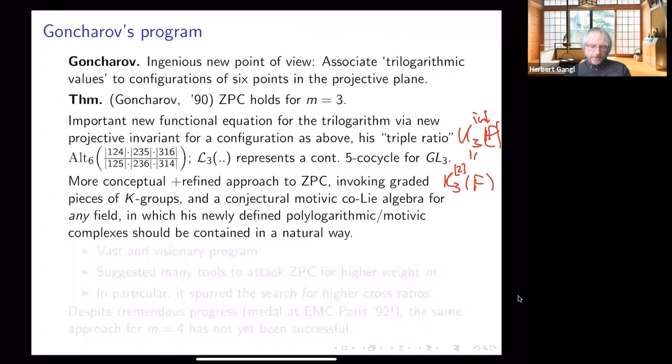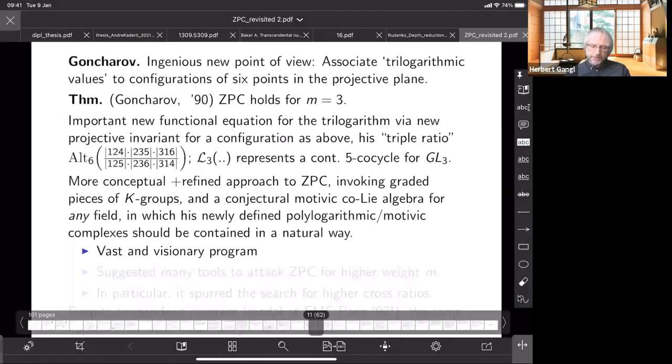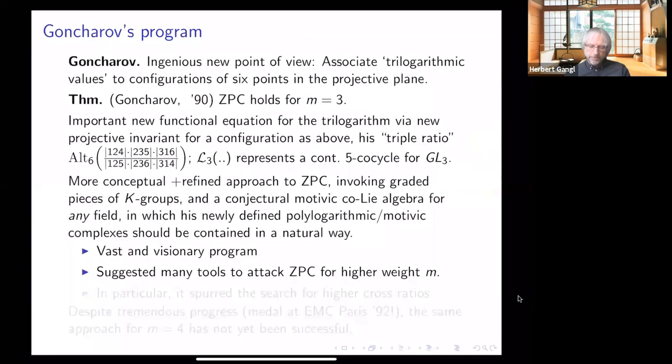So he had this vast program, and I really call it very visionary. He had many tools that he suggested for how to attack Zagier's polylog conjecture for higher weight as well. In particular, he suggested to look for these higher cross ratios.